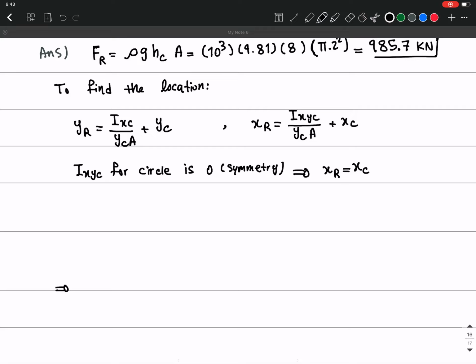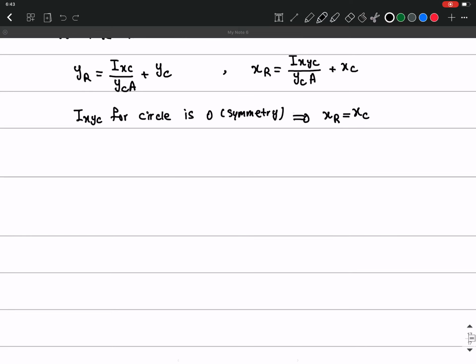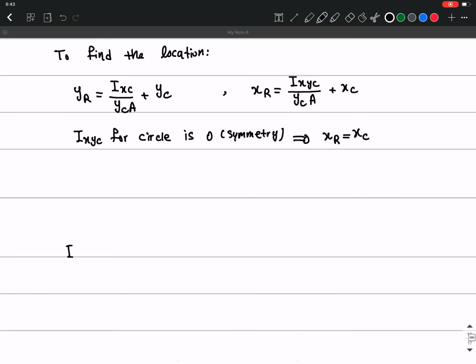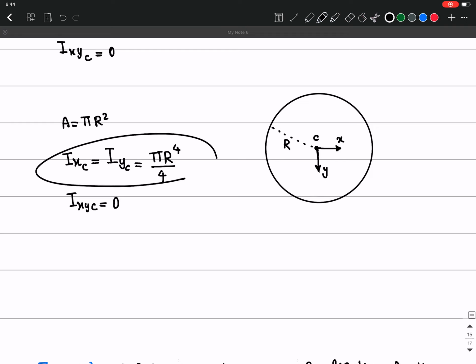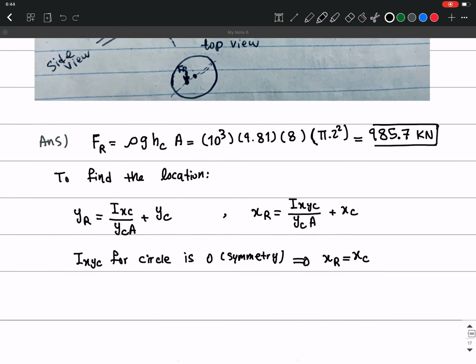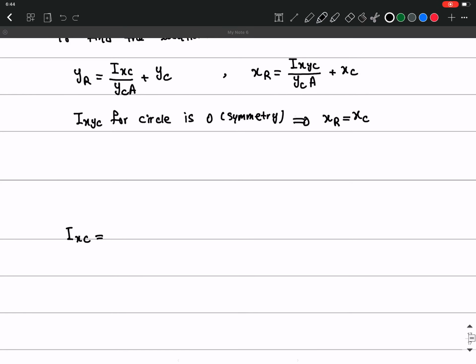So yr, so let me first calculate Ixc. So Ixc for a circle, right? What is that gonna be? So for a circle, we have the formula here. So it's gonna be pi r^4 over 4. So I just wanna write it down. Let me write it here. Ixc is gonna be pi r^4 over 4.